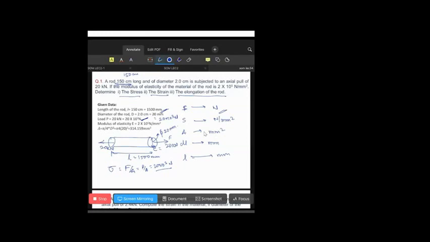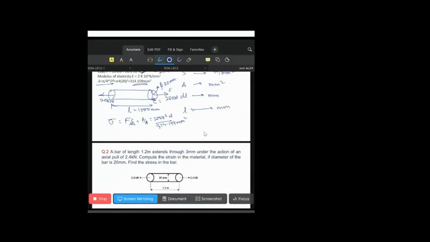Now from the diameter, as it has been mentioned that it is a rod, what will be the cross section area? Cross section area will be pi by 4 into d square, and in this case it will be 314.159 mm square. So you can always calculate what is stress value. Please calculate the stress value and let me know in the comment box.